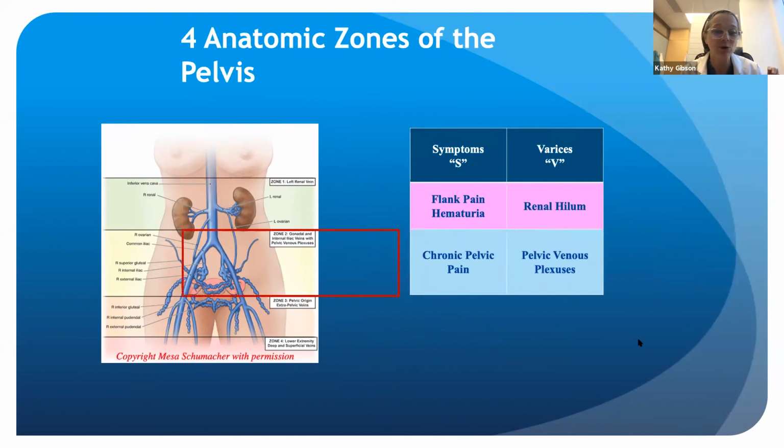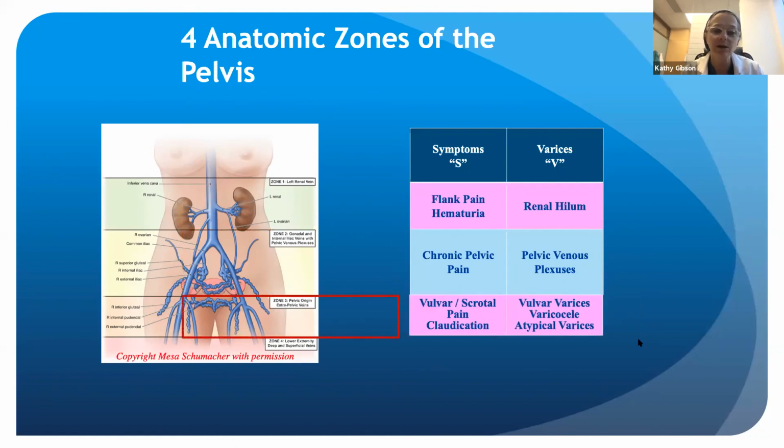The second one would be zone 2, which is in the pelvis, and the patients with symptoms in this area would present with chronic pelvic pain, and the varices would be in the pelvic venous plexus. Zone 3 is what we call the transitional zone. So this would be the vulva or the scrotum. And you would see either vulvar varices, varicocele, or atypical varices in this area. And then finally, zone 4 would be in the leg.